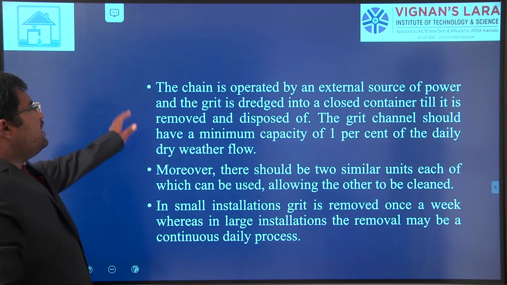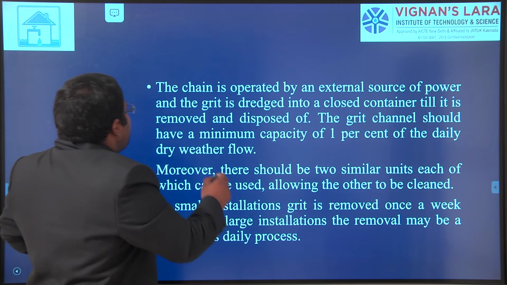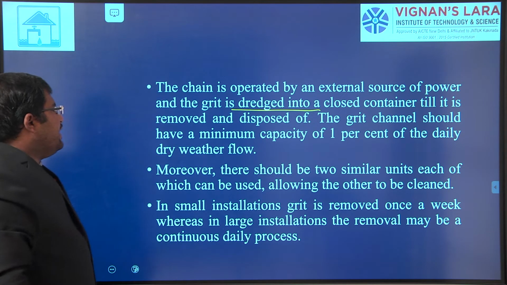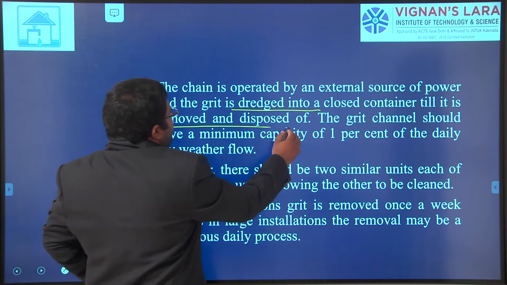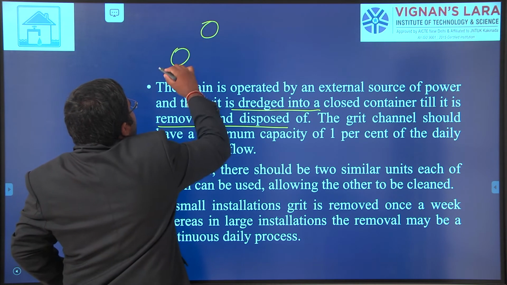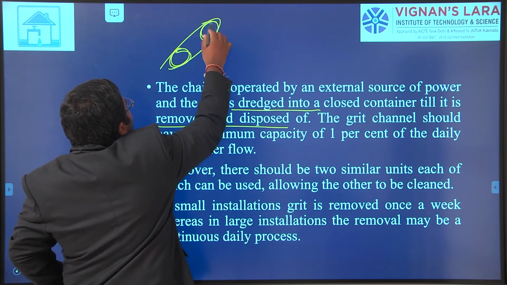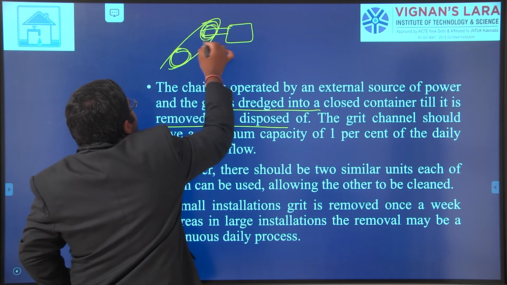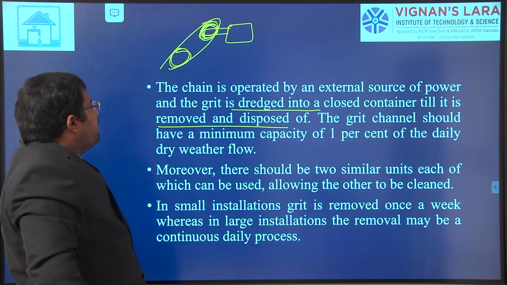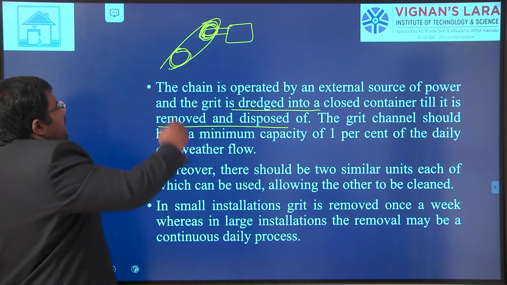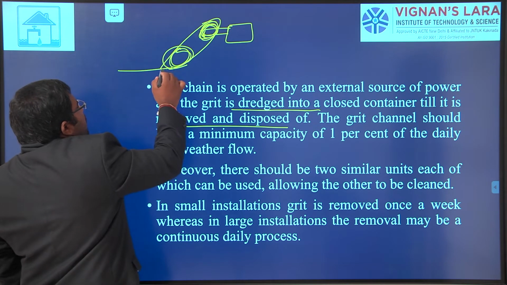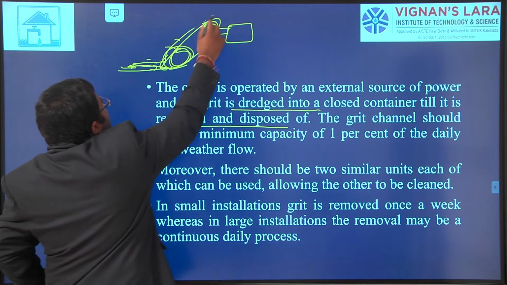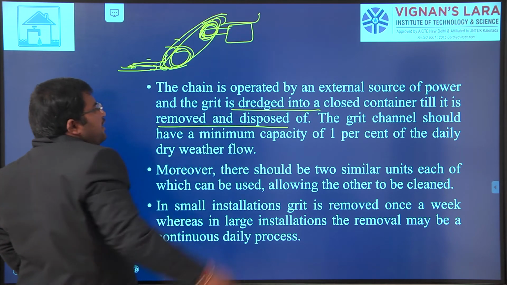Next, the chain is operated by an external source of power, and the grit is dredged into a closed container till it is removed and deposited off. I already told that. So this will be connected to a motor, so that it will be driven with the help of a power source. That's why we dredge here. Dredging means we take all the settled grit and collect it.